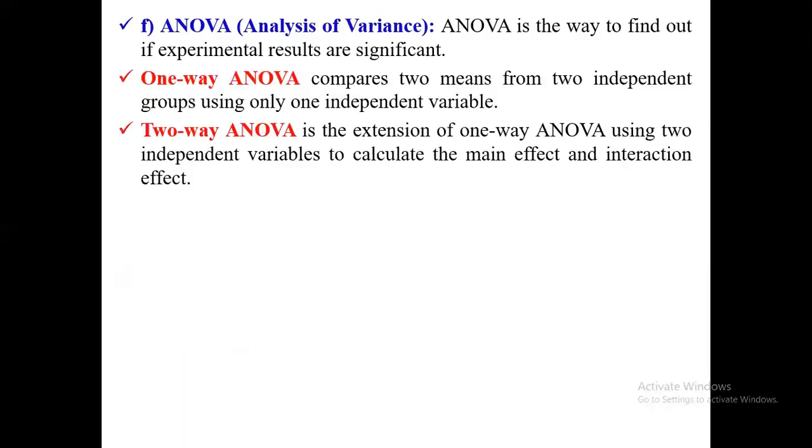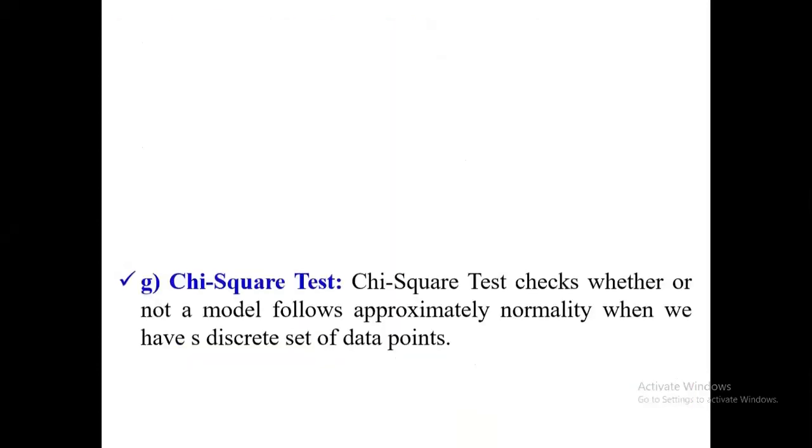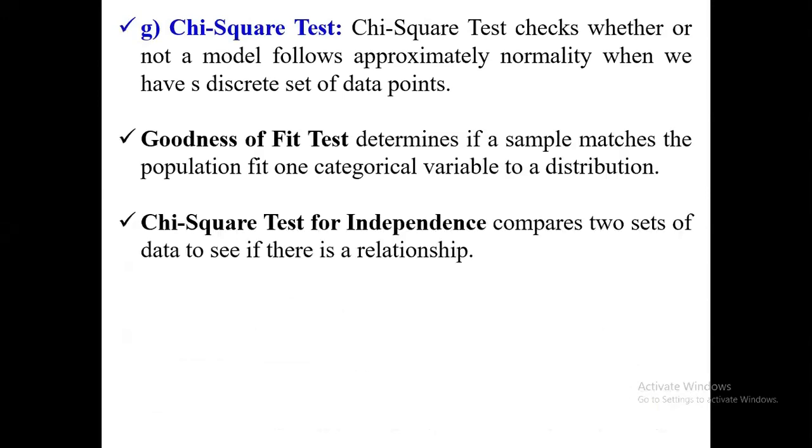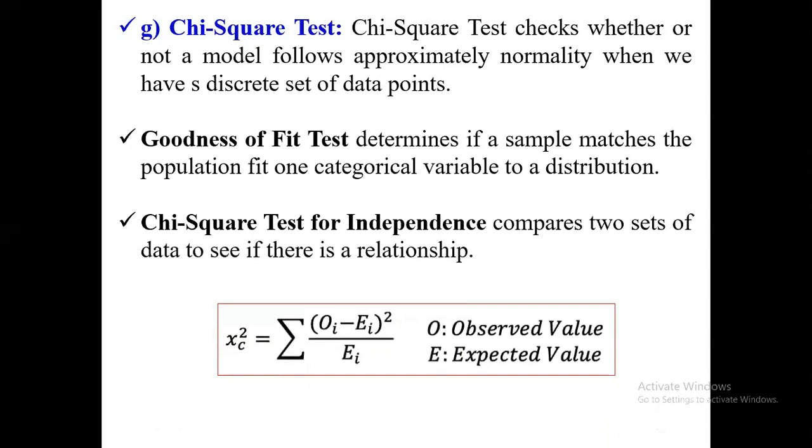I think everybody knows ANOVA, analysis of variance. ANOVA is the way to find out if experiment results are significant. One way ANOVA, two way ANOVA we are using. Very interesting technique in SPSS tool, Statistical Package for Social Science, and SAS tools we are using in order to perform ANOVA testing. Chi-square test, goodness of fit test, chi-square test for independence, etc. So chi-square test checks whether or not a model follows approximately normality. When we have a discrete set of data points, then we are using chi-square test.